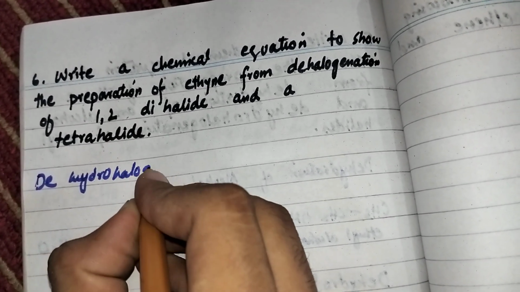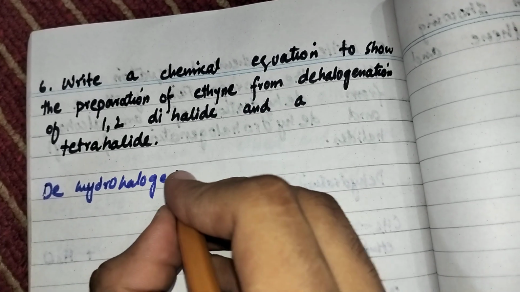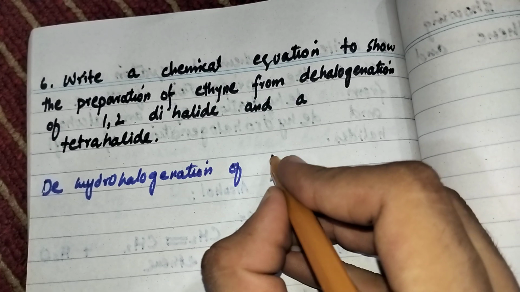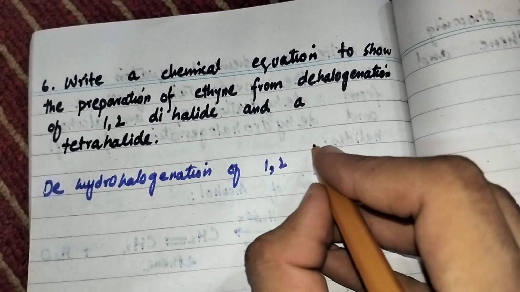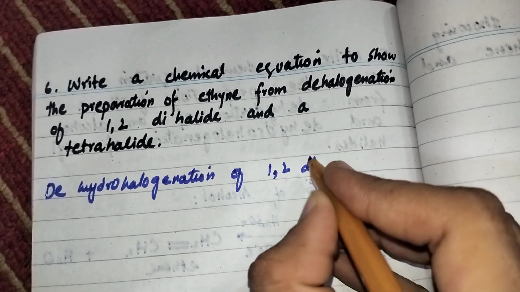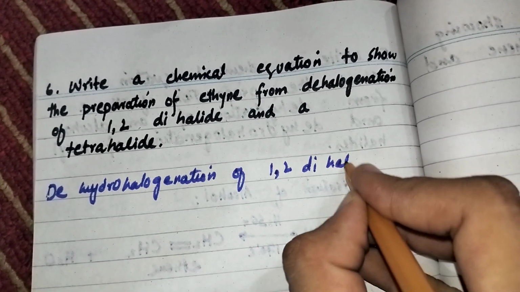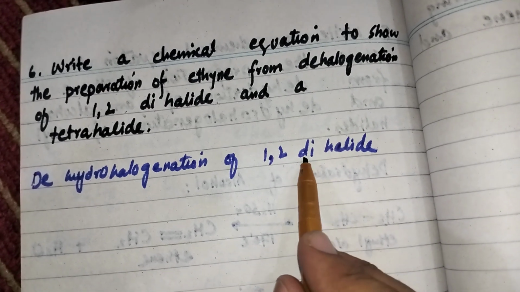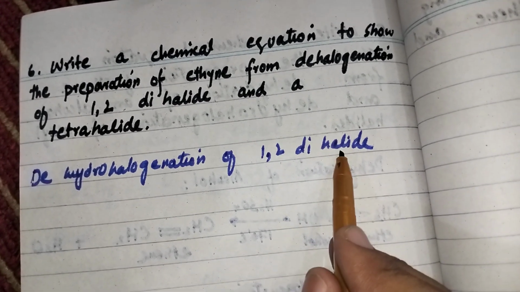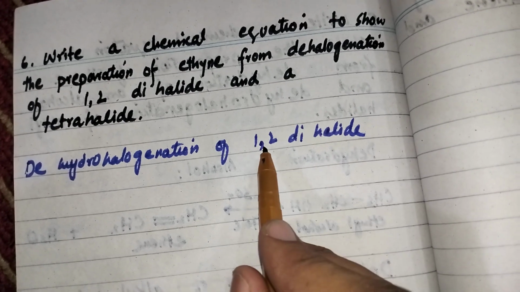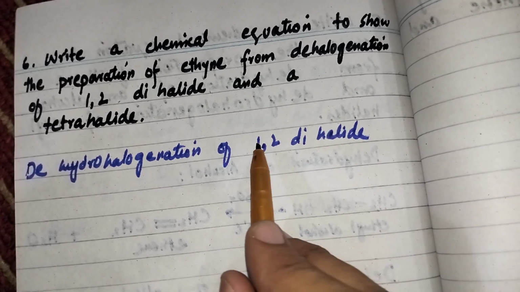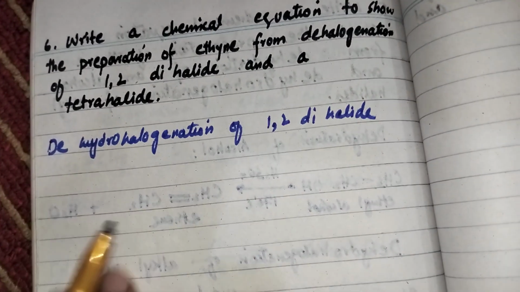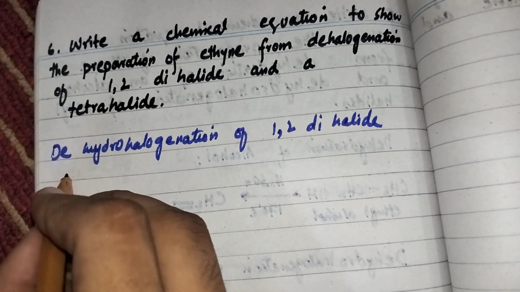Dehydrohalogenation of 1,2 dihalide. 1,2 dihalide means that two halogen atoms are attached to the carbon, one attached to one carbon and the other halogen attached to the second carbon. So for 1,2 dihalide, I am taking vicinal dihalide.